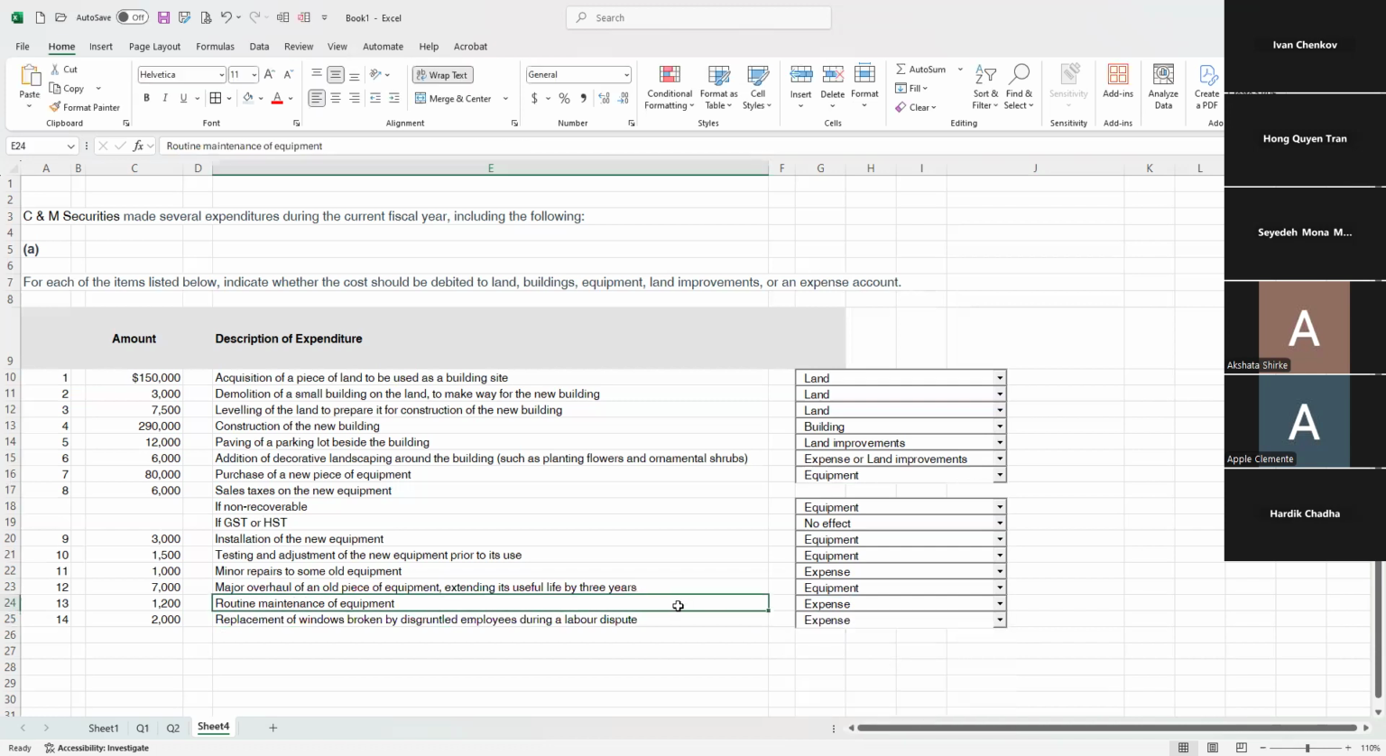Professor, why is leveling the land to prepare for construction of the new building a land cost and not land improvement? Question. Can I improve the land if I don't have the land available for use? No. Do I need to level the land in order to use it for the new building? Yes. Once I level the land, that's how it's going to stay.